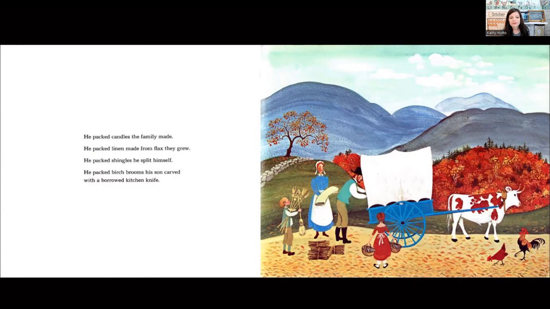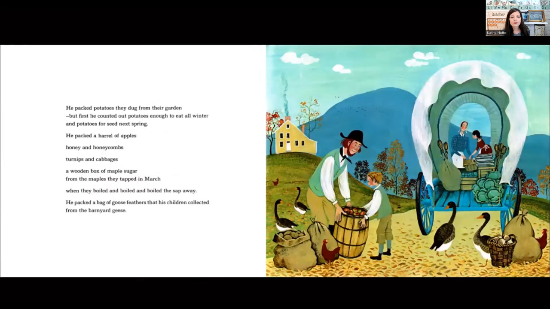He packed potatoes they dug from their garden, but first he counted out potatoes enough to eat all winter and potatoes for seed next spring. He packed a barrel of apples, honey and honeycombs, turnips and cabbages, a wooden box of maple sugar from the maples they tapped in March when they boiled and boiled and boiled the sap away. He packed a bag of goose feathers that his children collected from the barnyard geese.